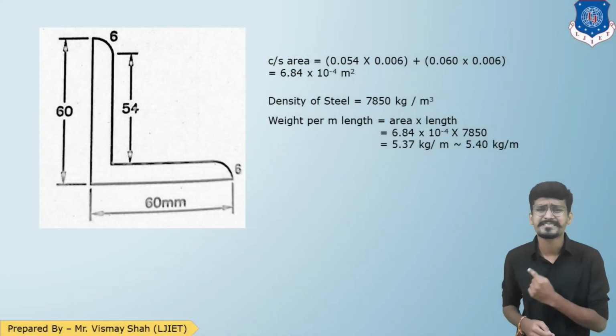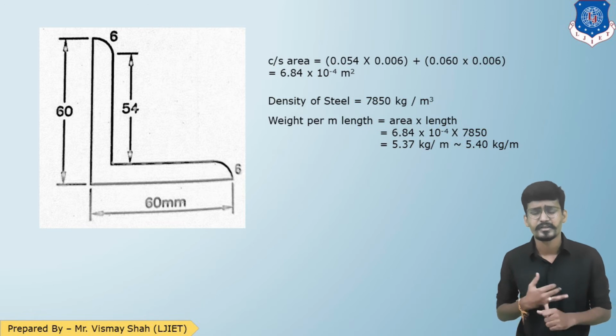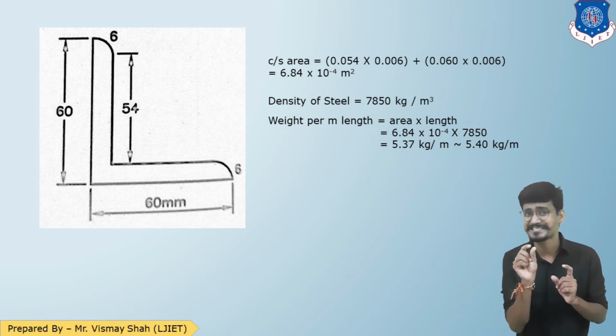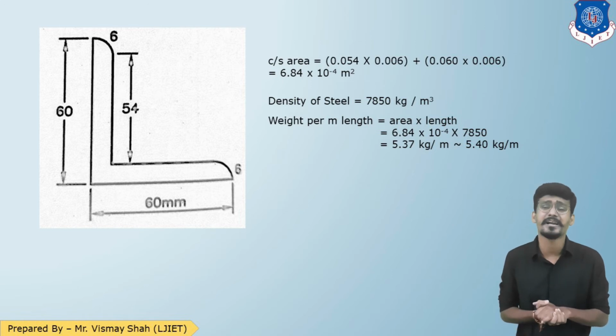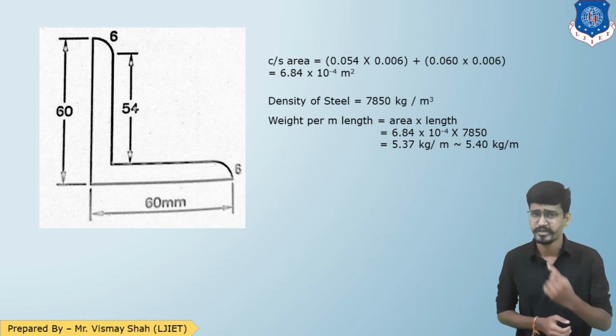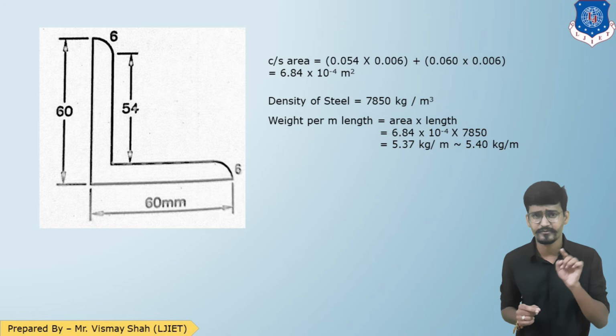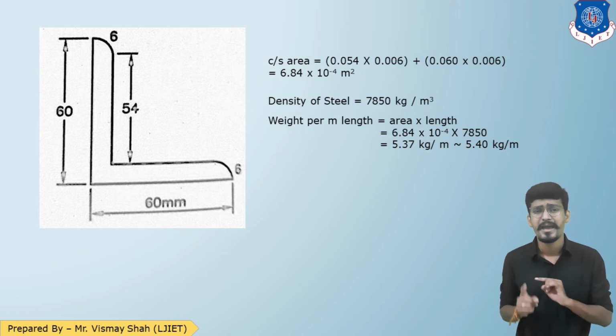So here is the detailed figure for the principal rafter which is given as 60 cross 60 cross 6. You can see that the outer dimension is 60. Now the thickness is 6, so the internal dimension will be 54. Here I have represented it in the figure. So the cross sectional area will be 54 mm into 6 mm plus 60 mm into 6 mm. That will be our cross sectional area.